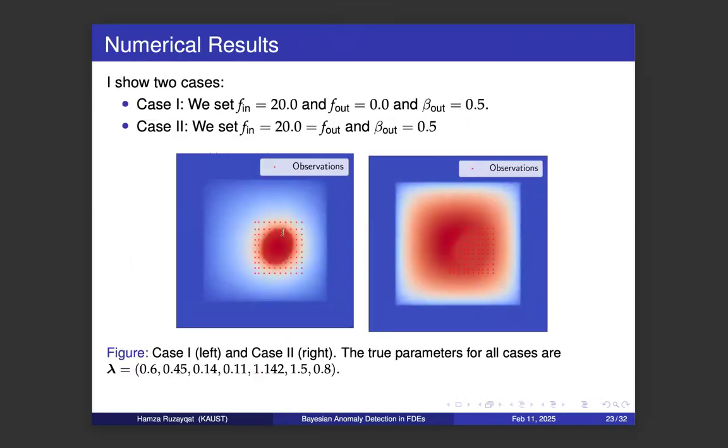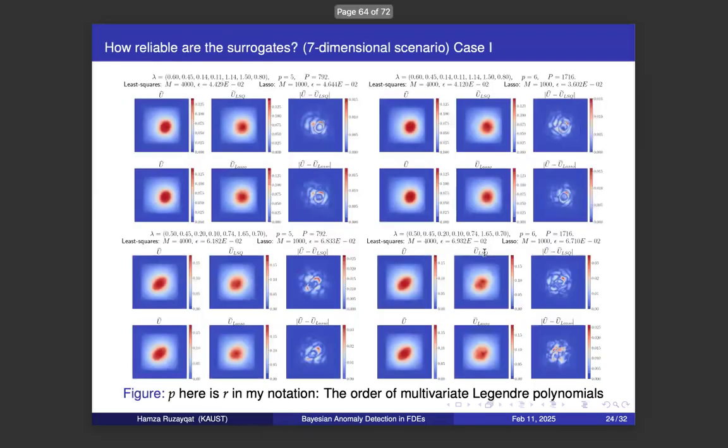And we consider that we have 100 observations in the image. So in fact, the pixels that we have is 10,000 pixels, but you are only observing 100 of them. And this is of course a very challenging problem. Number of observations very low. So how reliable are the surrogates?